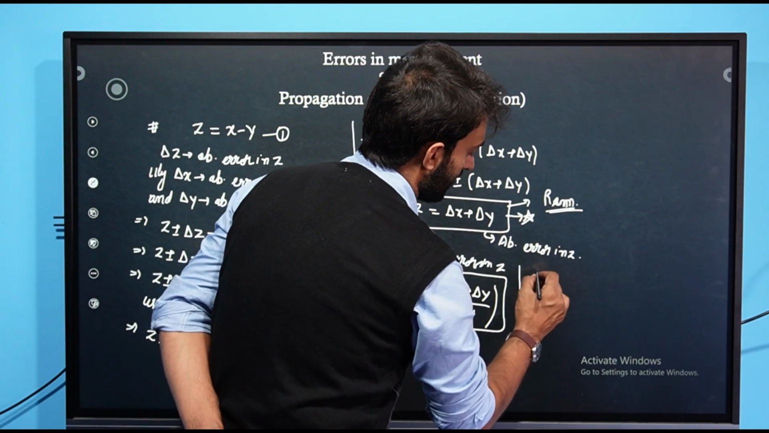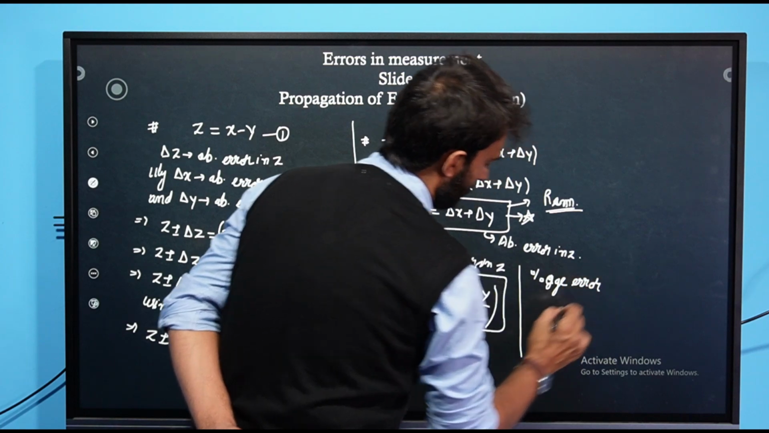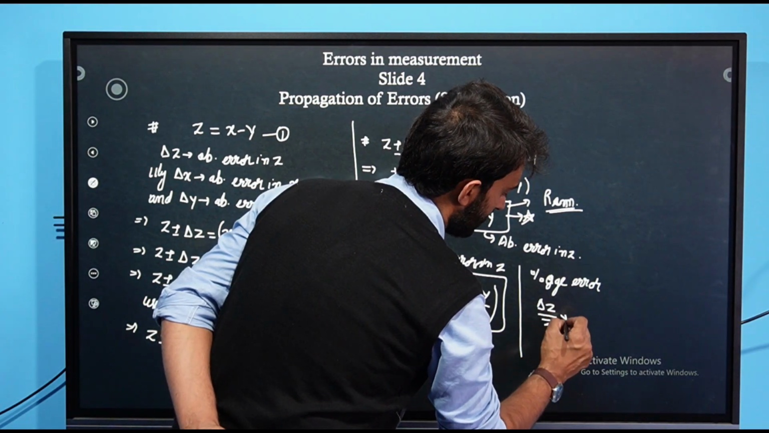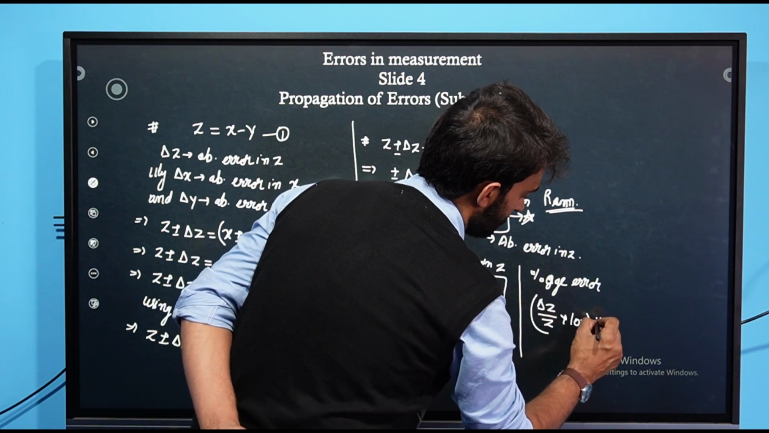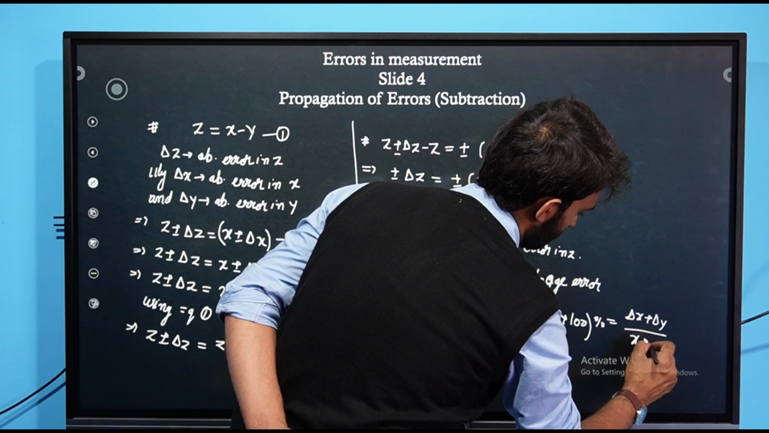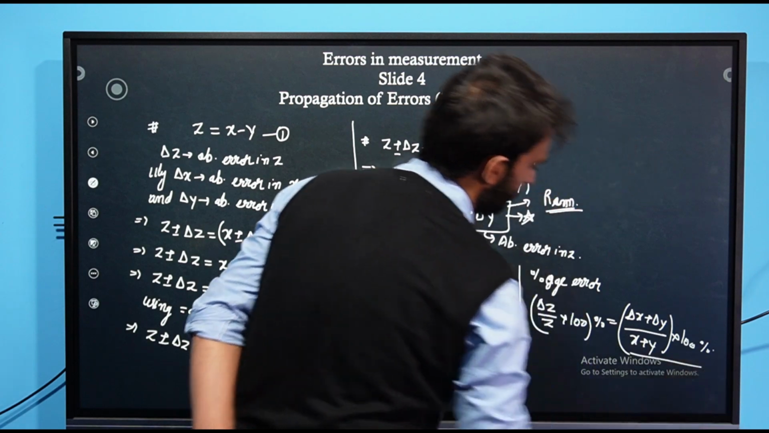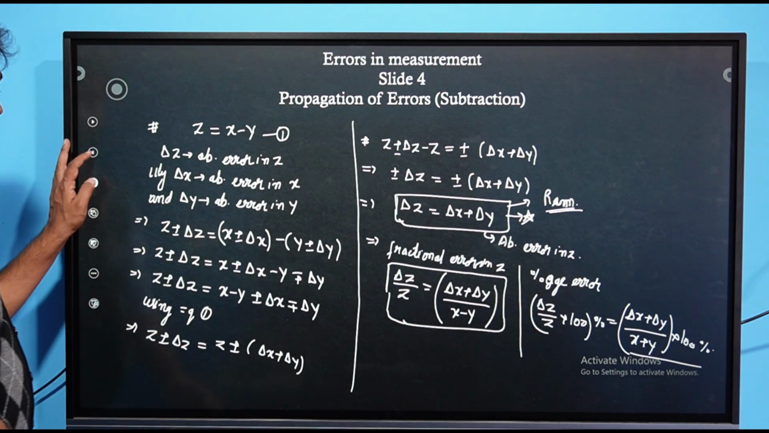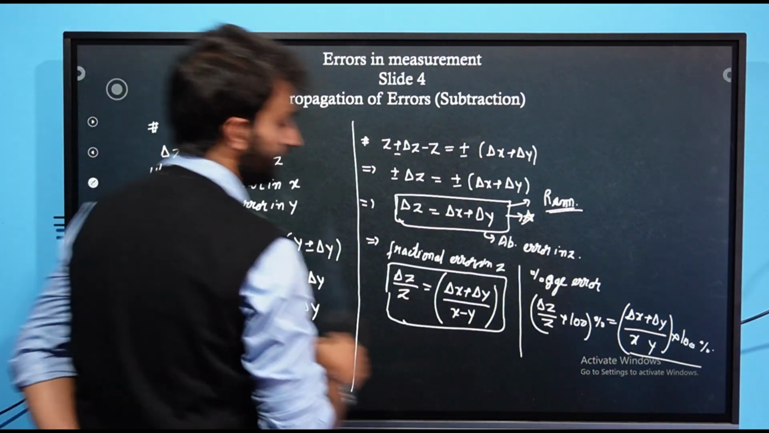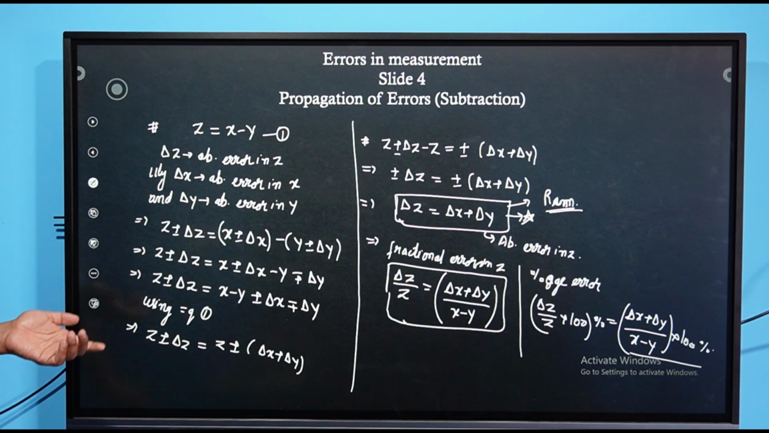So what will be the percentage error? In case of the percentage error, we will just multiply 100 to this delta z by z. So we can write it as delta z by z multiplied by 100, and percent will be equal to delta x plus delta y divided by x plus y and multiplied by 100 and the percent sign over here. Did you get it? Oh sorry, that's actually minus sign over here, no? So this is actually the negative sign. So x minus y. So this is the propagation of error in case of subtraction.